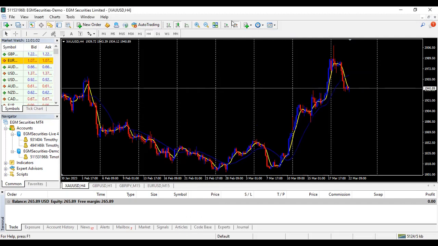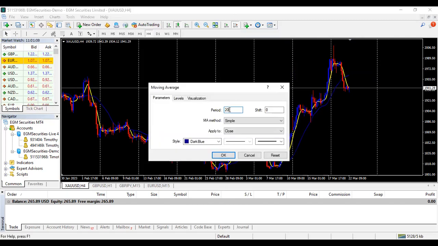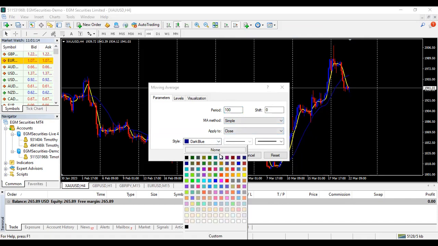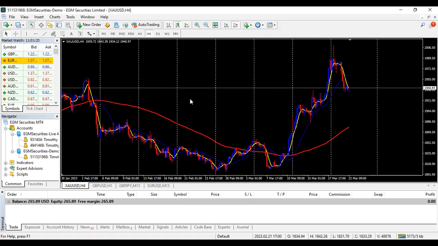Then you click OK. Then you come again, the last one, moving average. We do period 100, simple close. Then here we choose a different color, let's say red. Then you choose OK. So as you can see now on my screen, we have all those moving averages indicated on the screen.